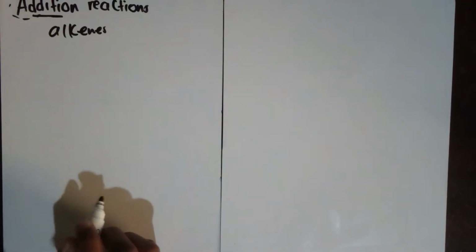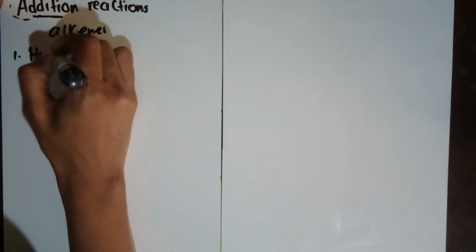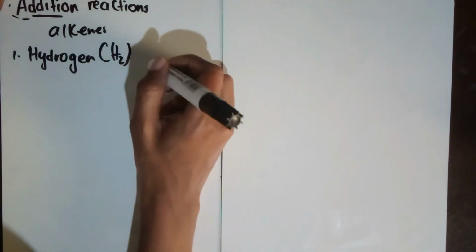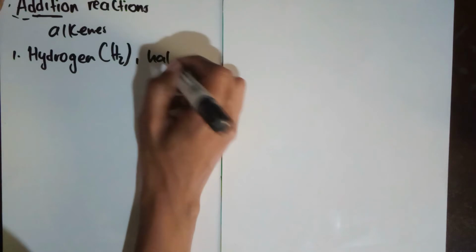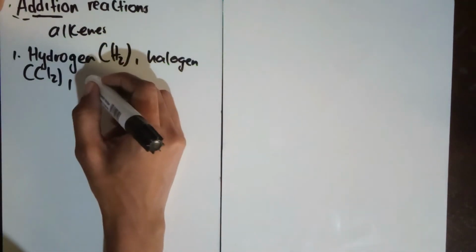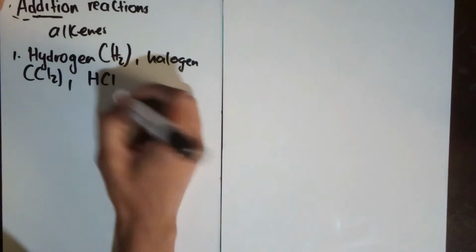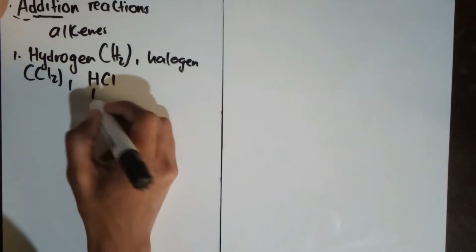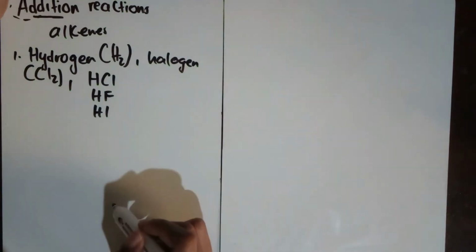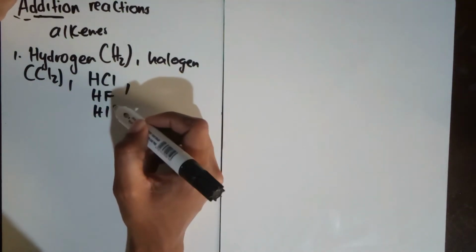Before we do that, I want you to notice that we can either add hydrogen, which is H2, or add a halogen, such as Cl2, or add a hydrogen halide, maybe HCl, or HF, or HI. So these are all your halides. Or we can add water.